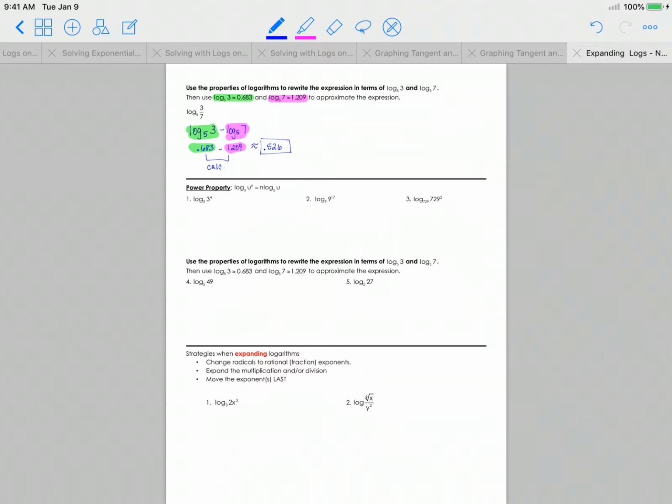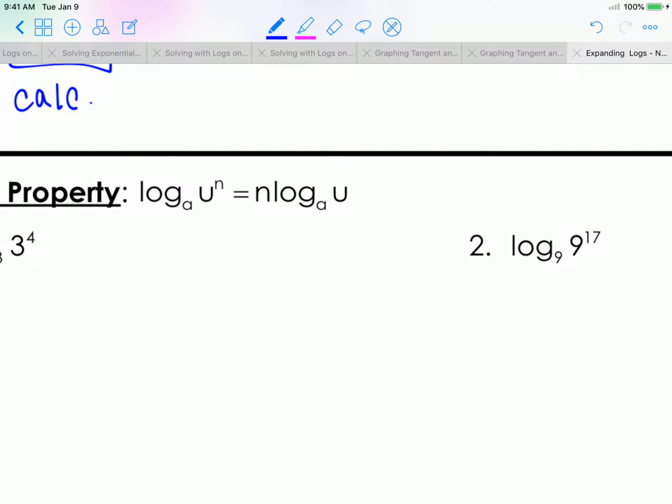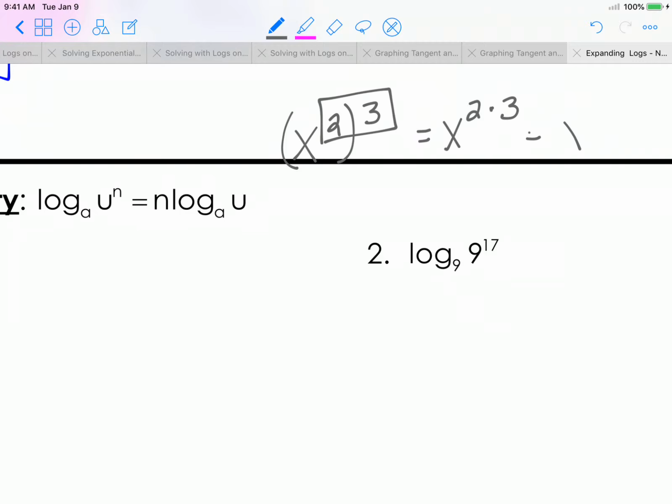All right, now let's talk about the power property. This is the last one, the last new one we're going to talk about. So let's remind ourselves what happens when we raise a power to another power. So let's look at this. x squared raised to the third. Well, what do we do? What does our product property say in exponentials? Well, it says that we end up multiplying them, right? So we get x to the sixth.